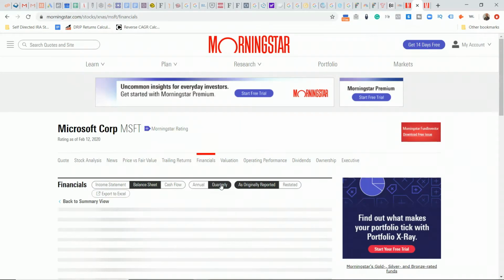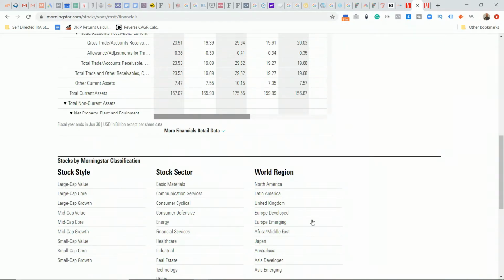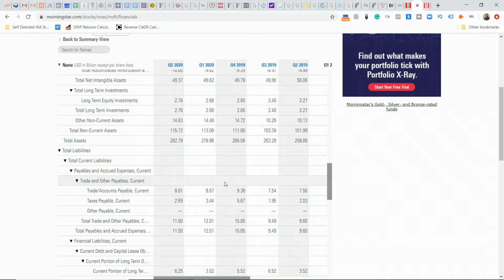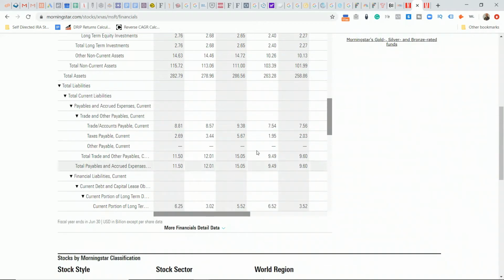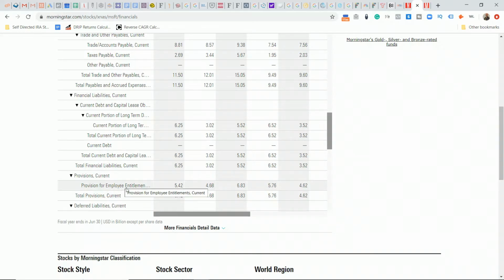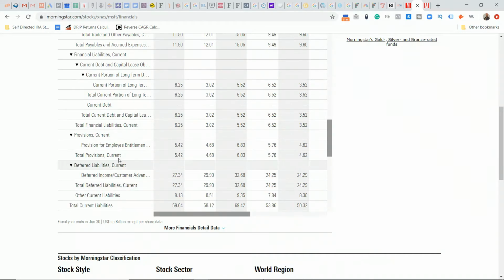Again, need the quarterly most recent information. Let's scroll down. Float. Again, the total float there for the trade payables. Current portion of long-term debt, not float. Okay, so here's kind of a tricky one sometimes. Provision for employee entitlements. Is that float? Do they pay interest on it?